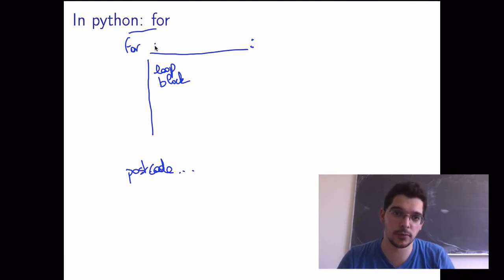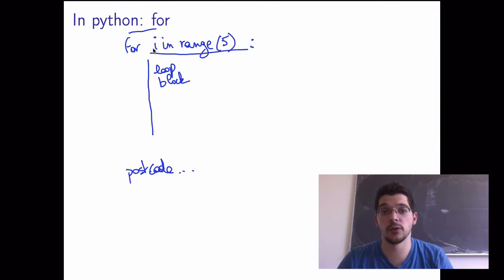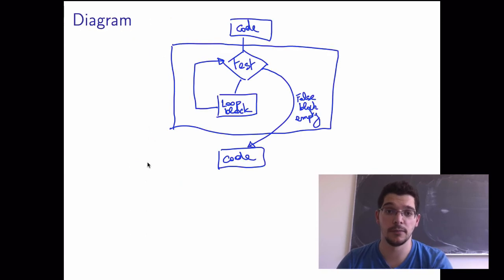So I'll just give you an example here. It would be i in range 5. So i will run through the integers, so through the 5 first integers, and it will perform a test. Is i less or greater than 5, and it will execute the loop block while it's less than 5. And after that, it will jump out to the post code. So it's very similar to what we just saw before. The i less than 5 is the test, and while i is less than 5, we're going through the loop block. Otherwise, we're jumping out.